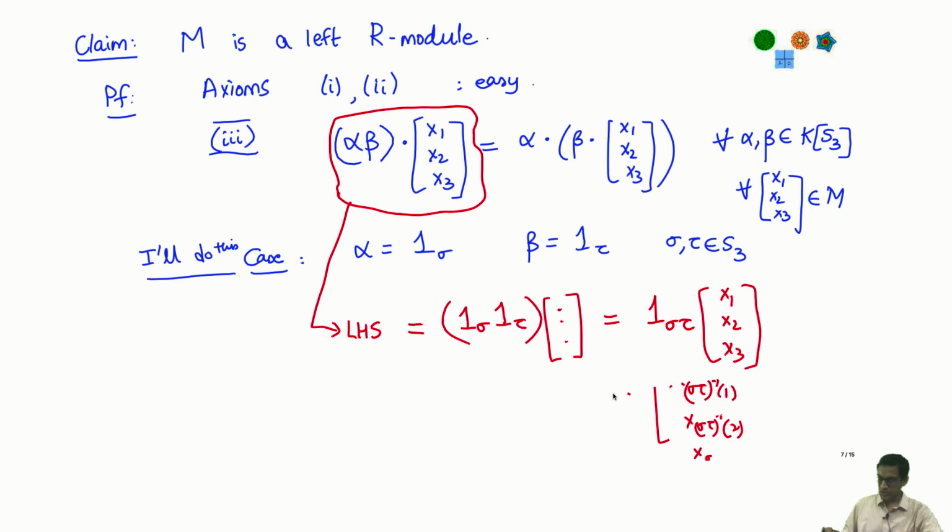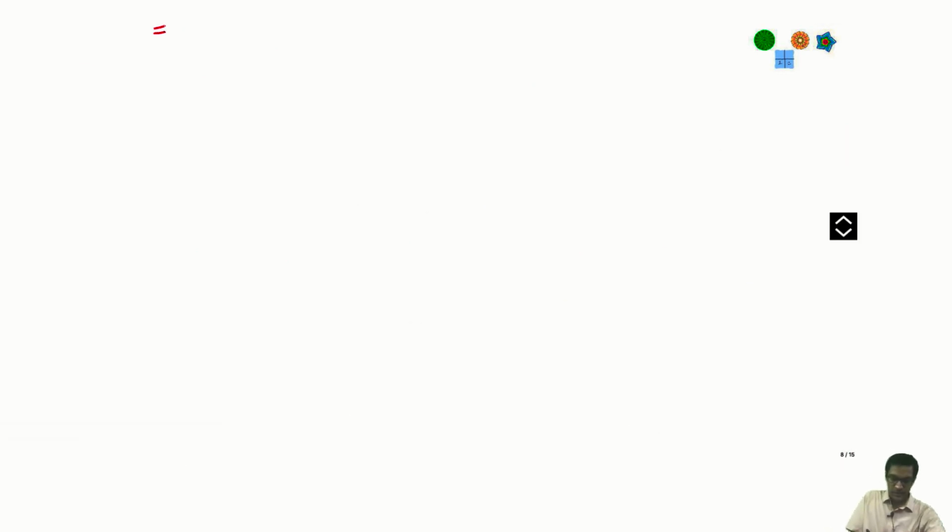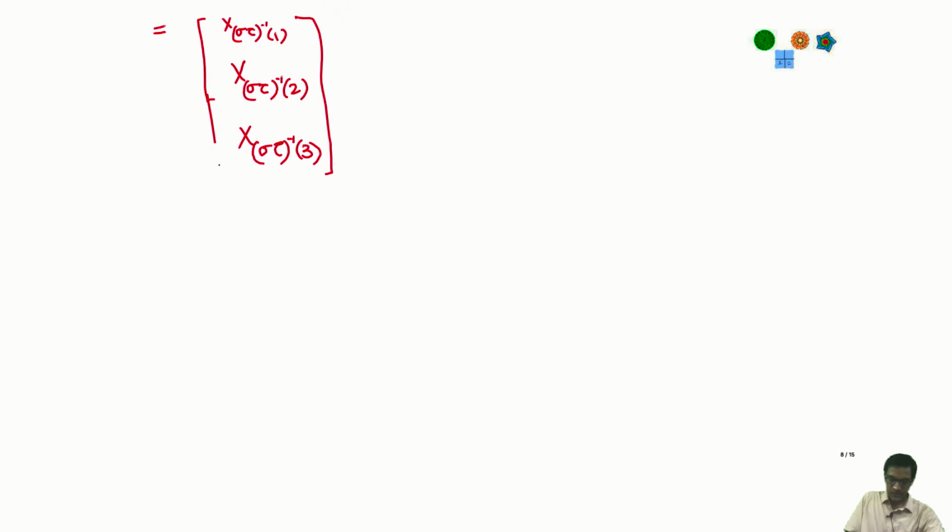Maybe I should just write it on the next page. So this is the same as the vector x sub sigma tau inverse of 1, x sub sigma tau inverse of 2, x sub sigma tau inverse of 3. So that's my column vector. So that's one answer. We have found one answer. So let's do the right hand side as well.